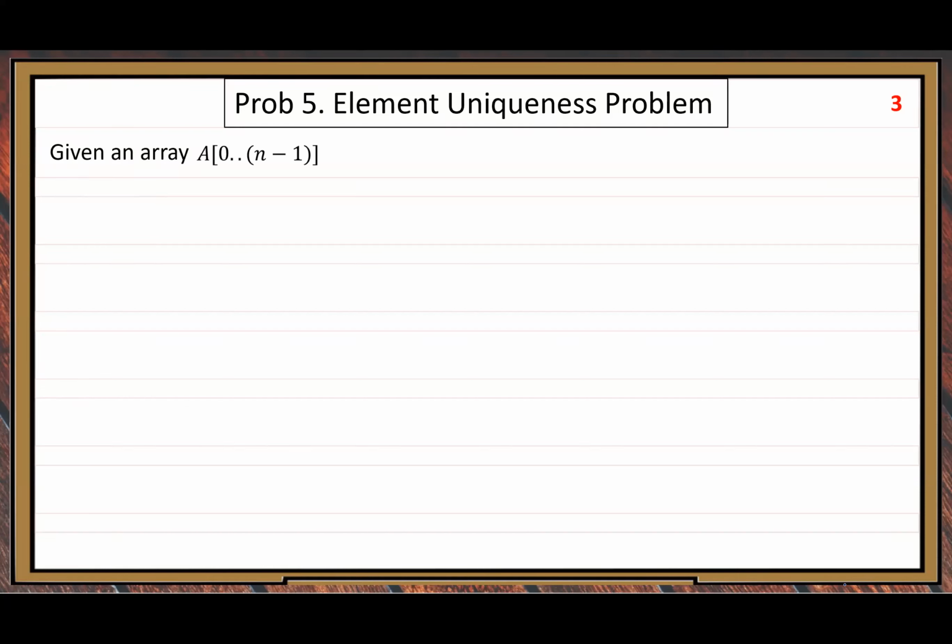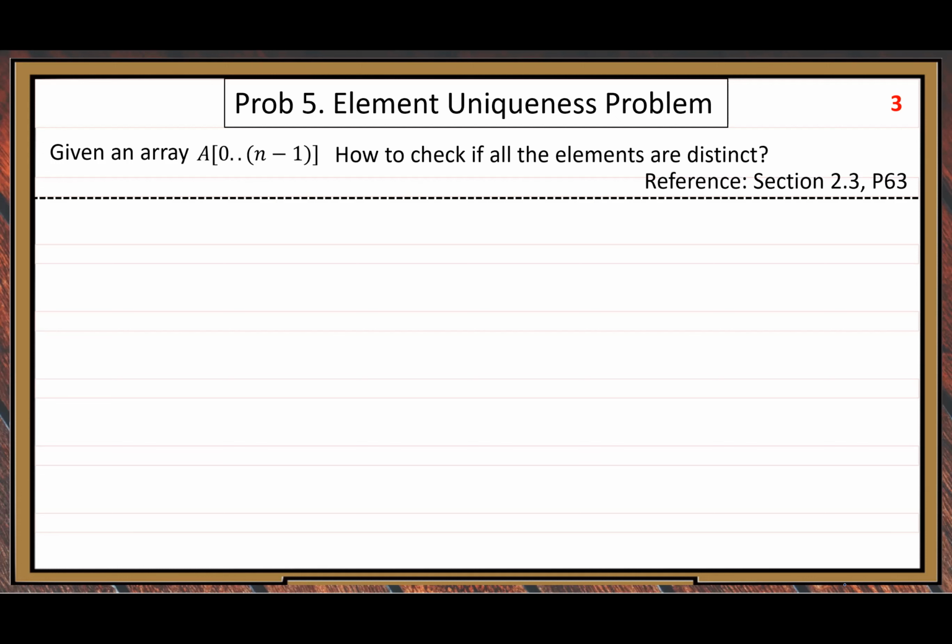First, the problem. Given an array. Question: how to check if all the elements are distinct? Very simple, right? There are many ways to do the checking. But our goal is to find the best way, the best algorithm we can find. So let's look at the discussion of the solution.